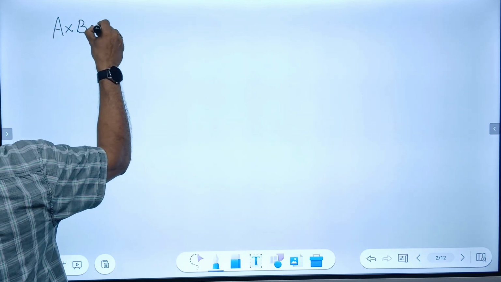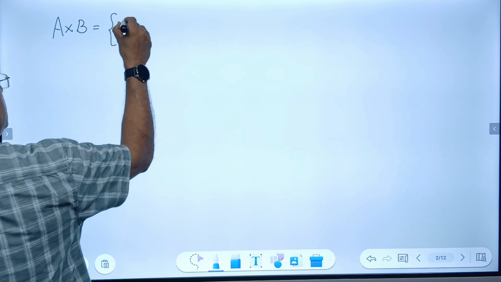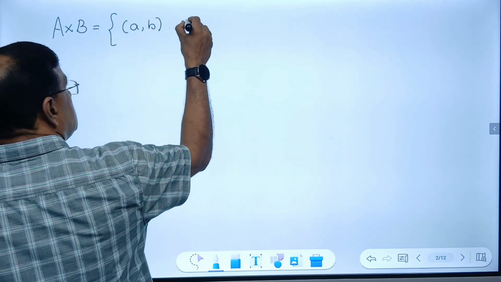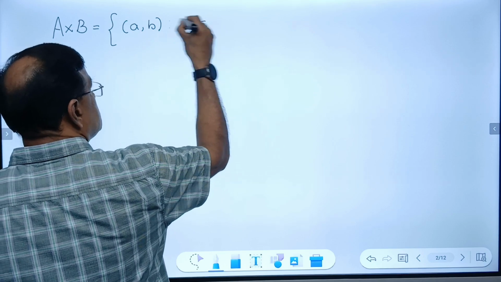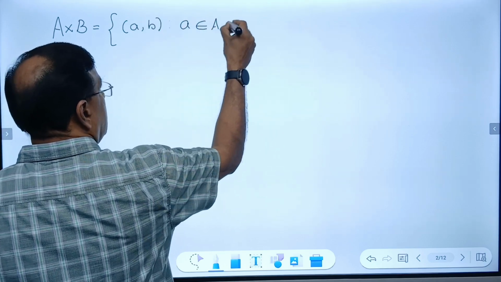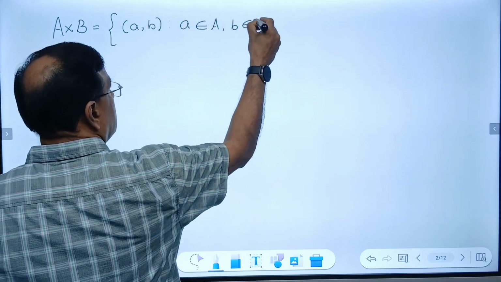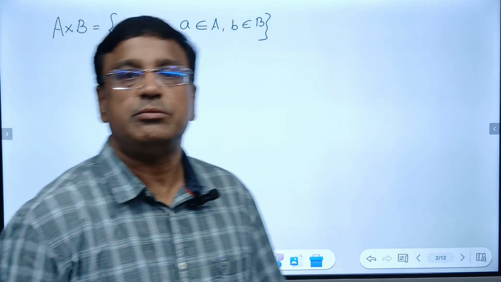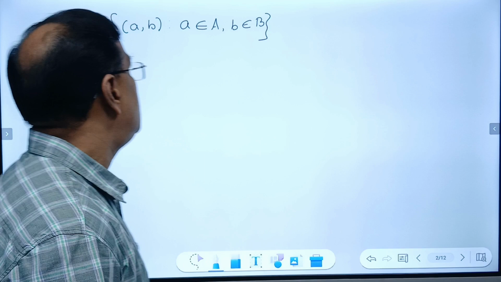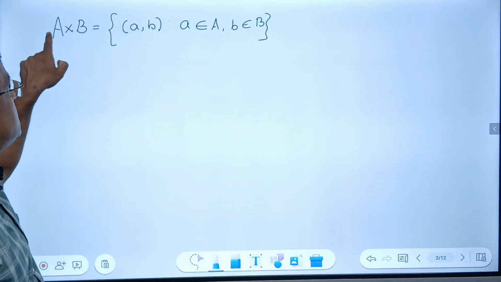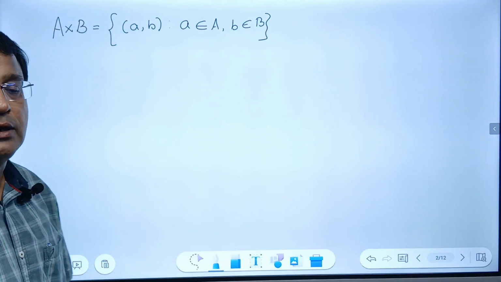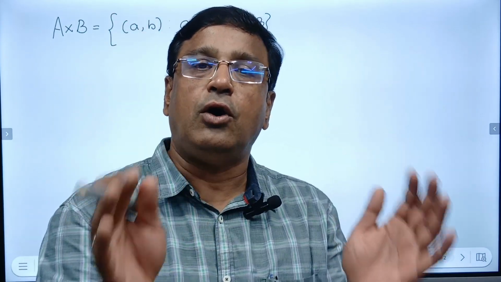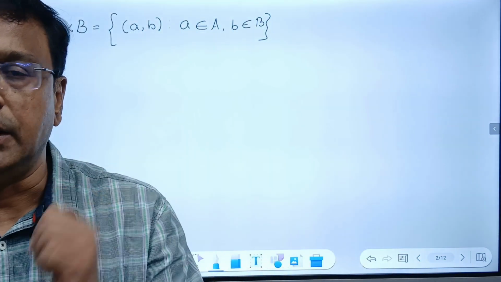This is all you have done in 11th standard. A cross B is defined as elements of the form (a, b) such that the first element a belongs to A and b belongs to B. This is what you call the cross product of two sets or Cartesian product of two sets, where a belongs to the first set and b belongs to the second set. And elements of A cross B will be ordered pairs, (a, b).